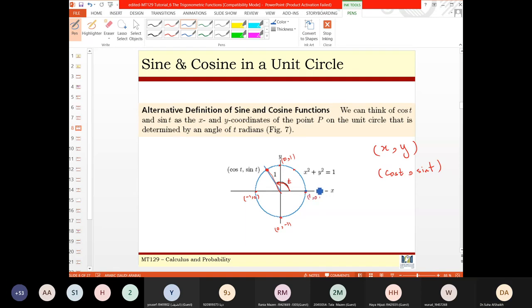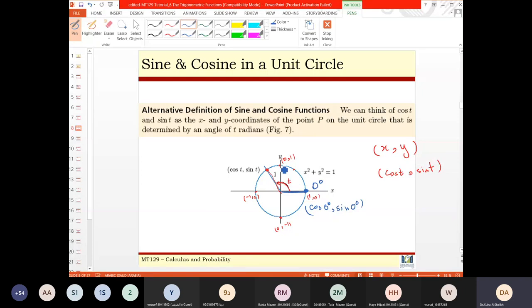This point, what's the coordinate of this point? We say the coordinates are 1 and 0. And what is the angle here? Exactly, cosine and sine. But what is the angle of this point now? I haven't moved at all from this point, so I'm still at zero degrees, right? So this point is cosine 0 degree and sine 0 degree. What is the cosine of 0 degree? 1. What is the sine of 0 degree? 0.